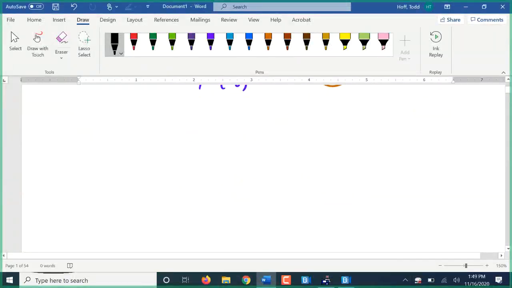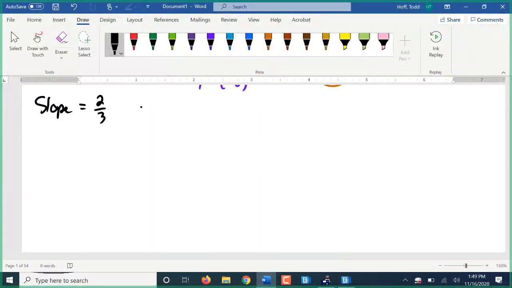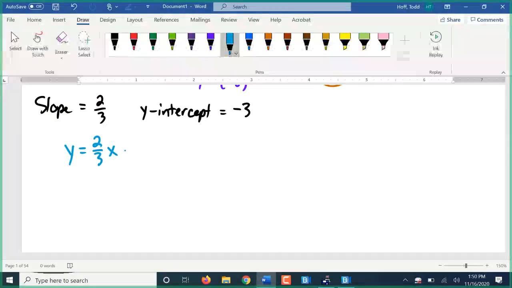You also recall we were given, if I gave you that the slope equals 2/3 and the y-intercept was, oh, let's just do -3. If I asked you to write the equation, well, y equals slope 2/3 times x plus the y-intercept, so just -3. It's pretty simple.